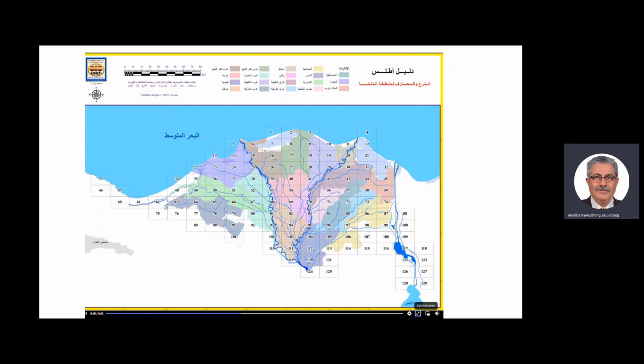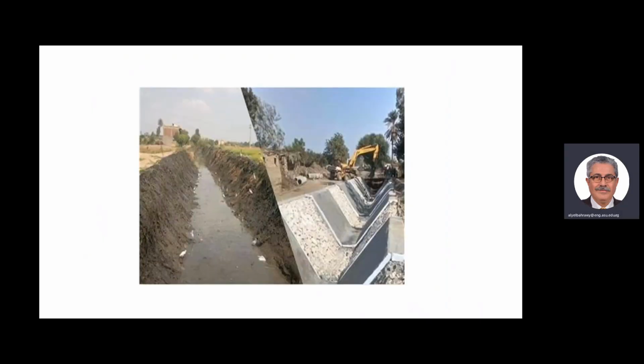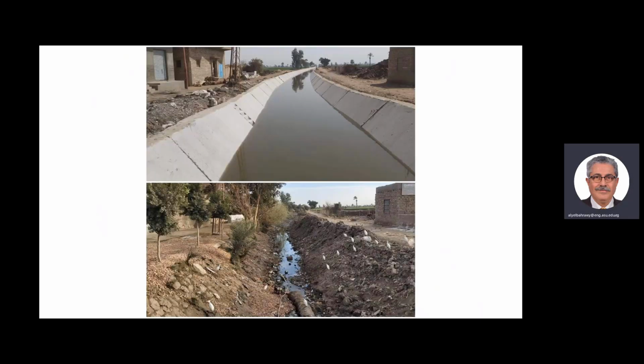the networks of canals and drains in the Delta. And these spots with different colors are the directorates of canals, irrigation, and drainage. Of course, they overlap with the administrative borders of the governorates. And these are some photographs showing before and after of lining.